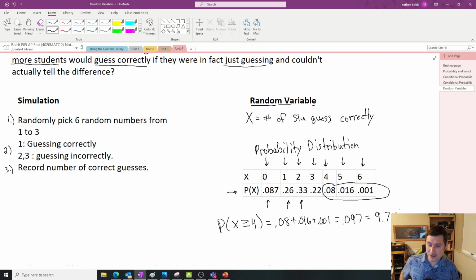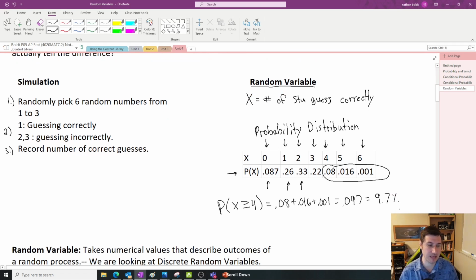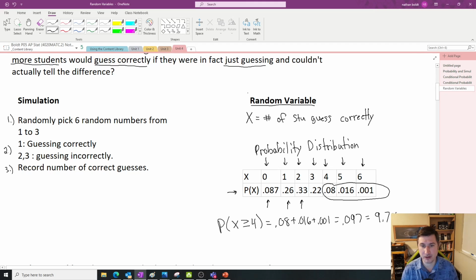Yeah, that's not a super definitive answer one way or another, sadly, but it's a fairly low chance. So I'd say there is some evidence that these kids can identify a bottled water versus tap water, because there's less than a 10% chance that they would get this by guessing. 4 out of the 6. So there's some evidence that they actually know the difference. That'd be a fun one to do together. But again, our new thing here, defining the random variable and then using the probability distribution right there.